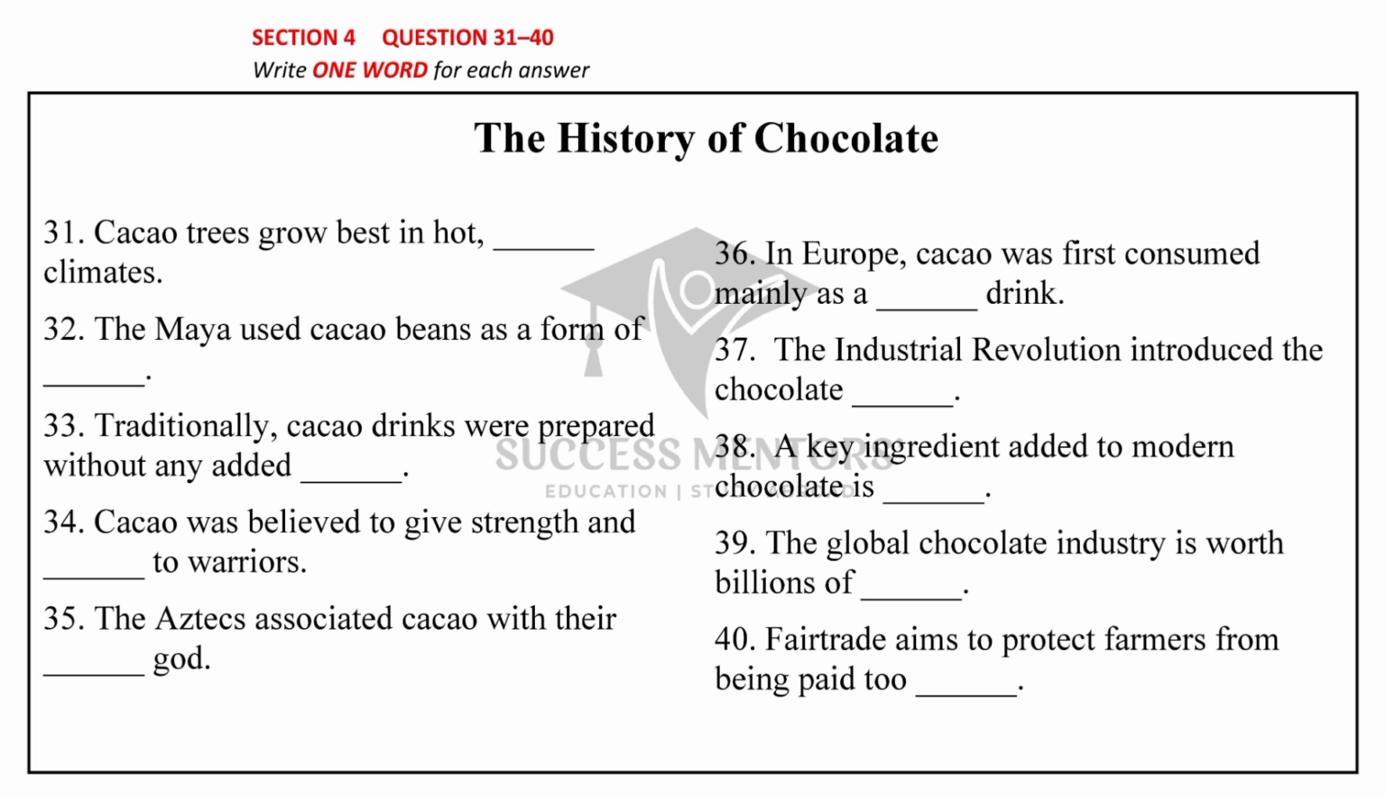In response to this, the fair trade movement emerged, an initiative to protect farmers, ensure fair wages, and prohibit exploitative labor practices. When you buy chocolate with a fair trade label, you're supporting more ethical sourcing. It's a small step consumers can take to make a global impact.